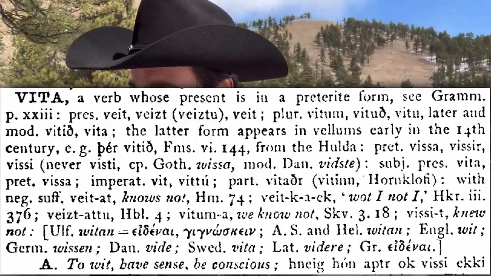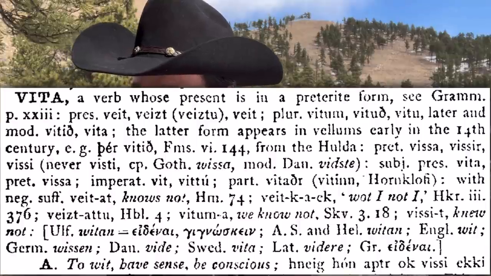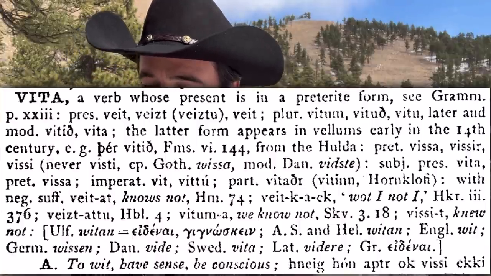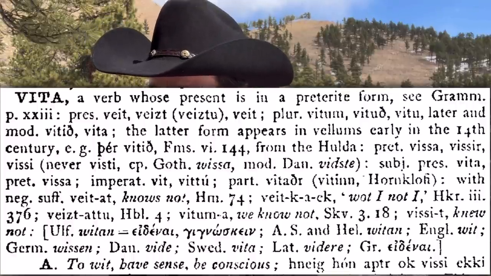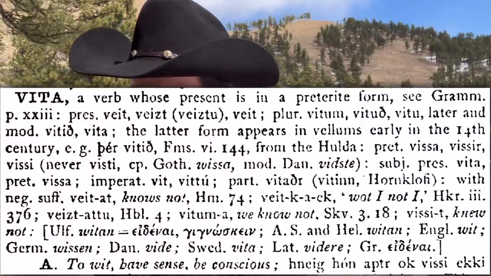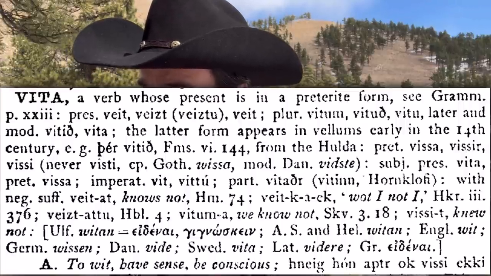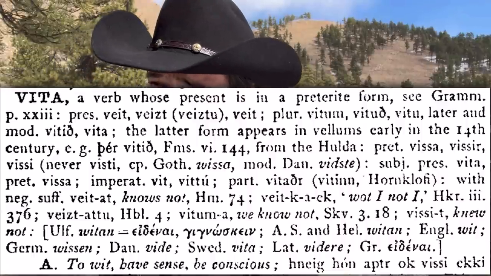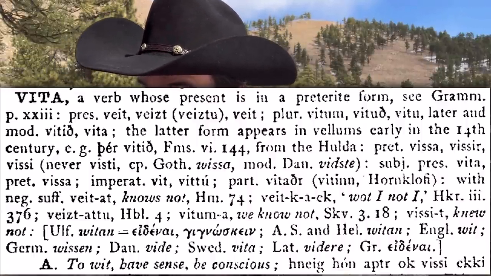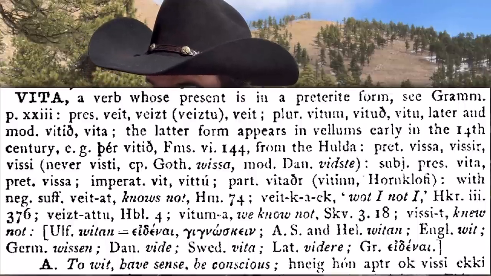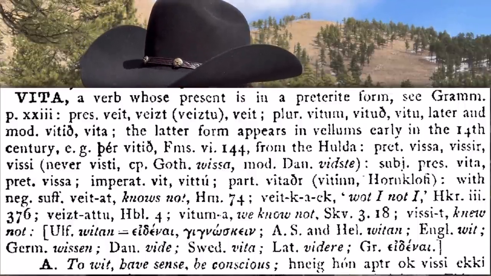Again, he starts off this entry with showing you grammatical forms, which is pretty useful. It gives you the whole present, veit, veitst, and veitstu in parentheses is the question form, right, with a thu affixed to the verb. He wants to show you some later and modern forms like vituth and vita instead of vituth, vitu, because, quote, the latter form appears in vellums early in the 14th century. There he's kind of justifying some changes that have happened in modern Icelandic as being fairly old. And this is a guy who feels like he needs to justify anything that's changed from his sort of ideal ascetic.